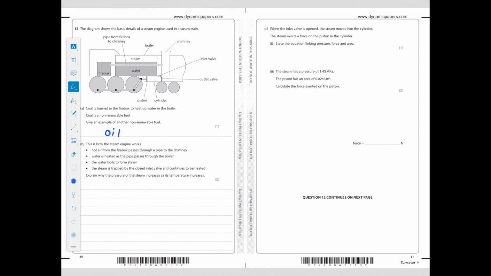This is how the steam engine works. Hot air from the firebox passes through a pipe to the chimney. Water is heated as the pipe passes through the boiler. The water boils to form steam. The steam is trapped by the closed inlet valve and continues to be heated. Explain why the pressure of the steam increases as its temperature increases. Well, that was a lot of information to read, but not very much because the question's just about collision theory.